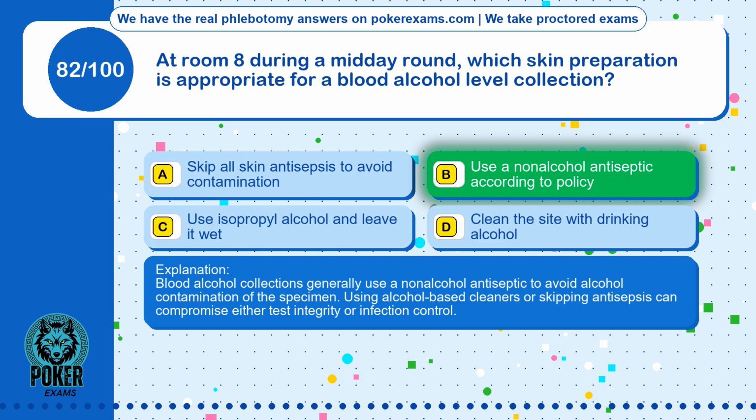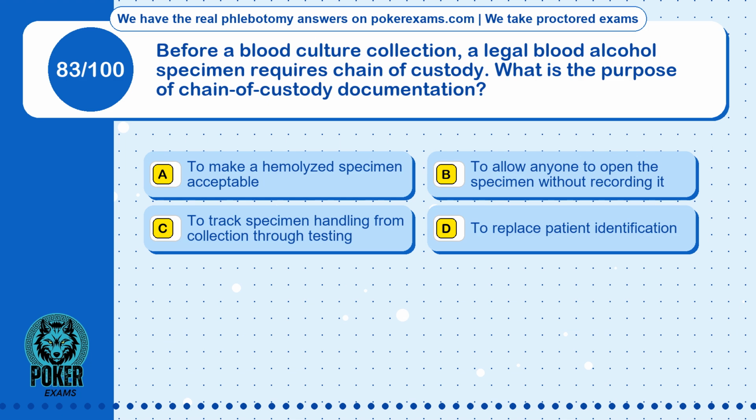Question 83. Before a blood culture collection, a legal blood alcohol specimen requires chain of custody. What is the purpose of chain of custody documentation? Option A. To make a hemolyzed specimen acceptable. Option B. To allow anyone to open the specimen without recording it. Option C. To track specimen handling from collection through testing. Option D. To replace patient identification.